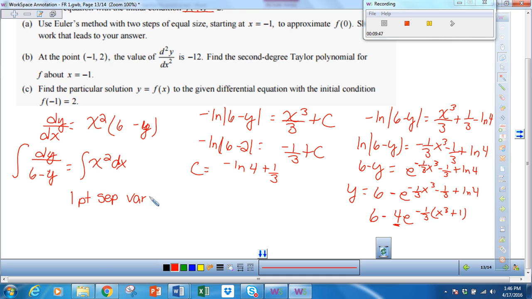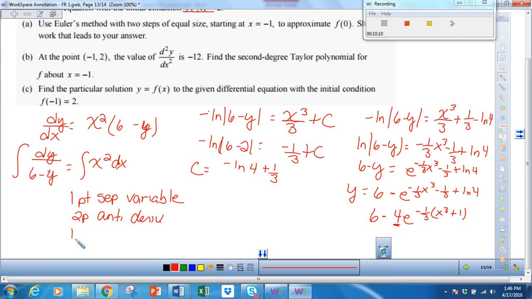So as you are taking your test, you want to recognize this. You want to see what they're looking for. So you want to make sure you're showing these steps. So you want to show that you separated the variables. You got 2 points for the antiderivative. If you forgot the negative on this one, I only gave you one of those 2 points.